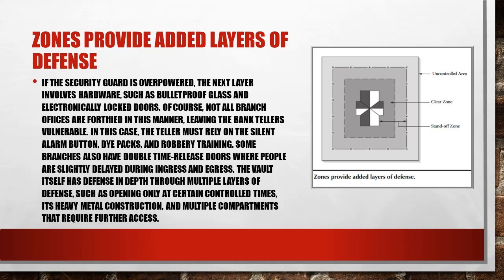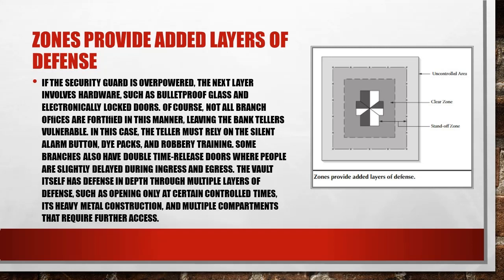If the security guard is overpowered, the next layer involves hardware, such as bulletproof glass and electronically locked doors. Of course, not all branch offices are fortified in this manner, leaving the bank tellers vulnerable. In this case, the teller must rely on the silent alarm button, dye packs, and robbery training. Some branches also have double time release doors where people are slightly delayed during ingress and egress.